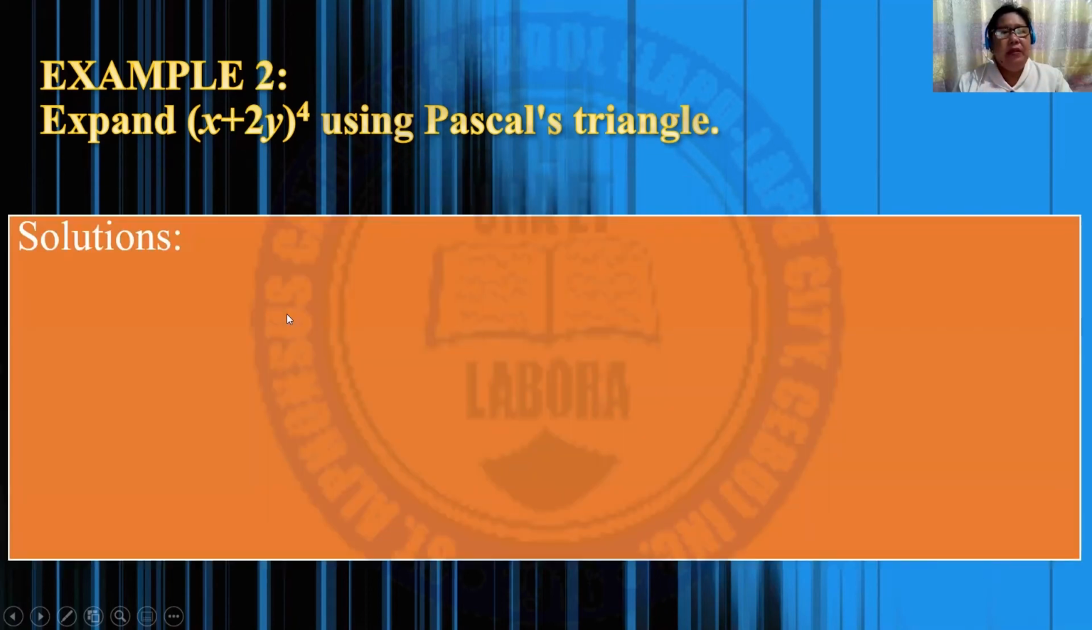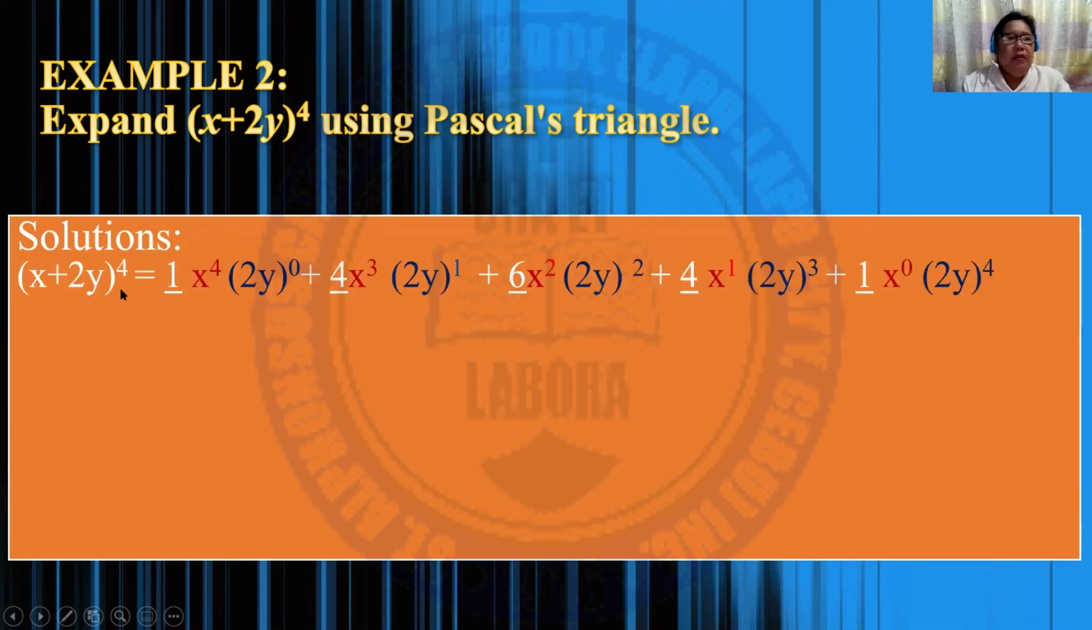Well, let us have another example. Expand the quantity x plus 2y raised to 4 using Pascal triangle. So again, in Pascal triangle, the coefficients, we have 1, 4, 6, 4, 1.